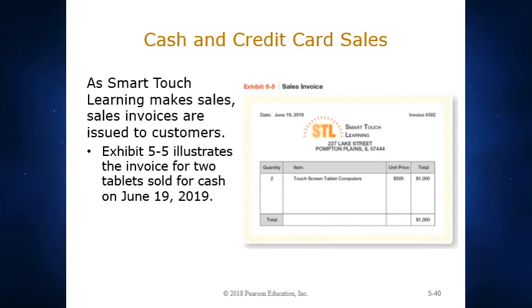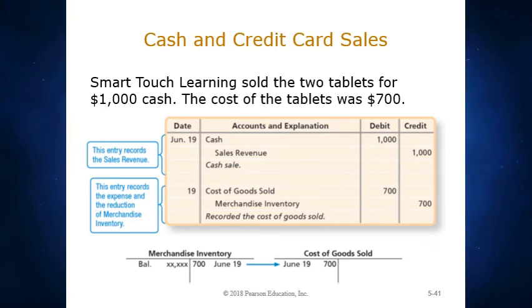When we have a sale with cash and credits, this is when this really comes into play. So we're going to start looking at this. We sent out the sales invoice for 2 touchscreen tablet computers, $500 each, total of $1,000. And this was on June 19th. If they pay cash for this, this is what those journal entries would look like. So cash obviously goes up $1,000, sales revenue goes up $1,000, cost of goods sold increases by $700, and merchandise inventory decreases by $700. Because remember, while we charge the customer $500 per tablet, our cost is $350 per tablet.